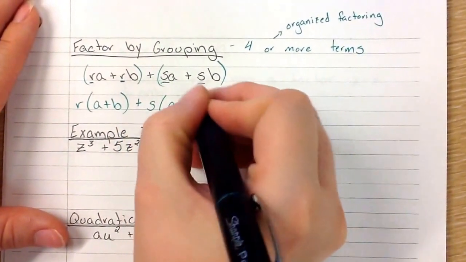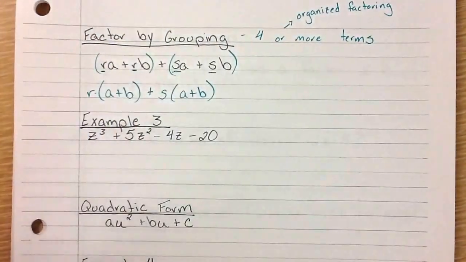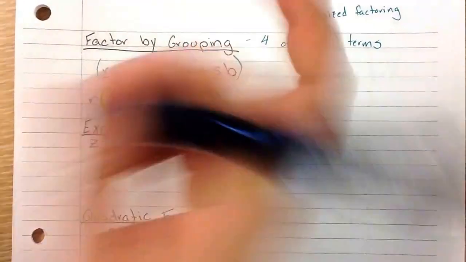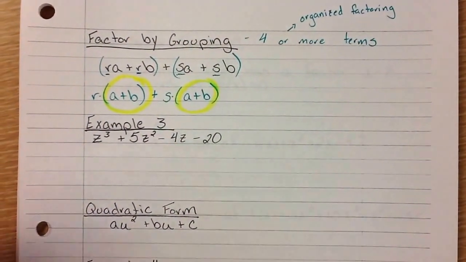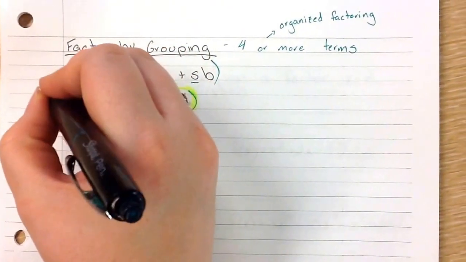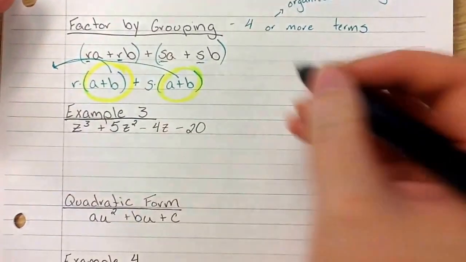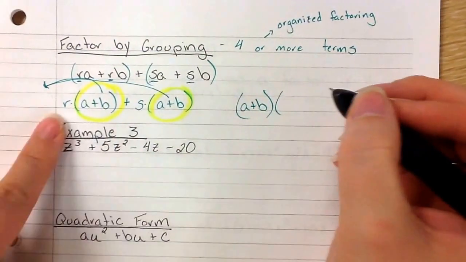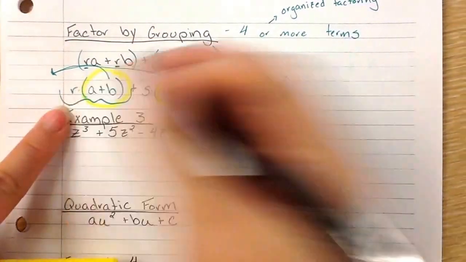A plus b. Now if you notice, I have r times this thing plus s times this thing. So now what I can do is take these two highlighted parts and factor it out front. Basically, I'm factoring out a common factor here. So I'd have an a plus b out front. And now a plus b times what gets me this whole thing? Well, just the r.